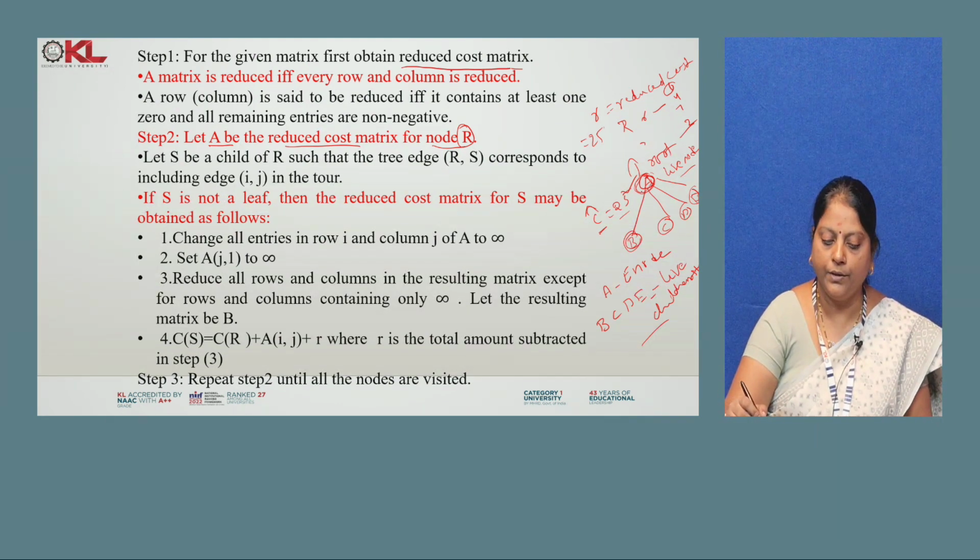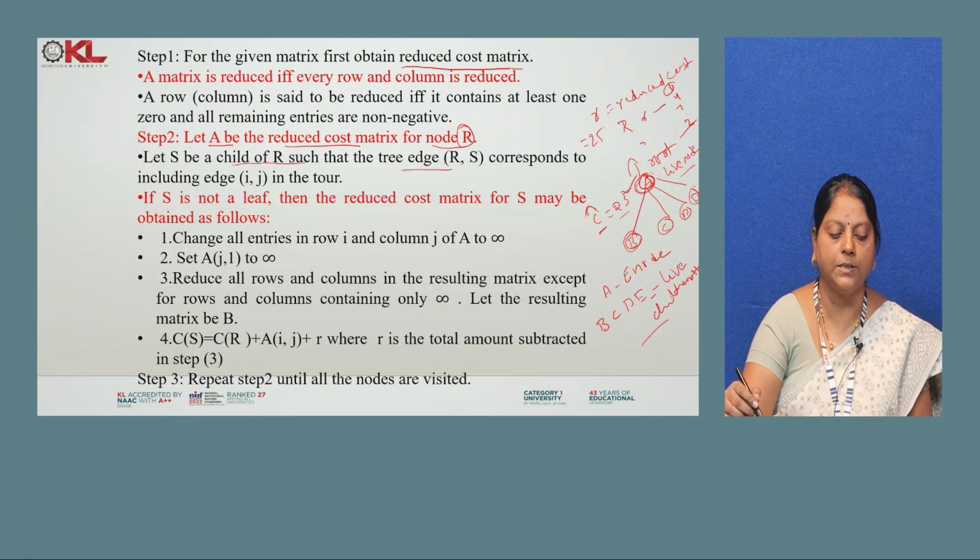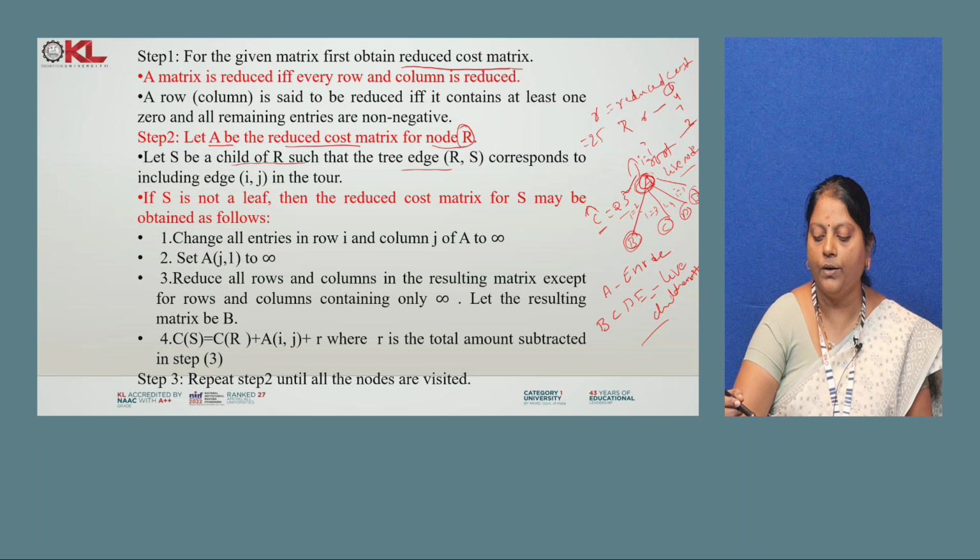Here, if S is a child of R, let S be the child of R such that the tree edge RS corresponds to including edge (i, j) in R. Here we have to visit all the other vertices. Let the vertices be i equal to 2, 3, 4 and 5. Vertex 1 is initially the source vertex. What are the remaining vertices the person has to visit? 2, 3 and 4. So we have to find the cost for the child nodes.